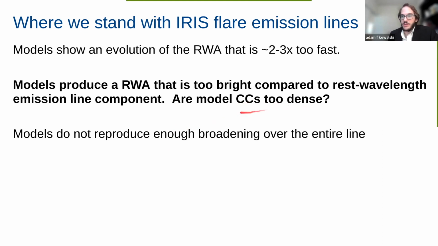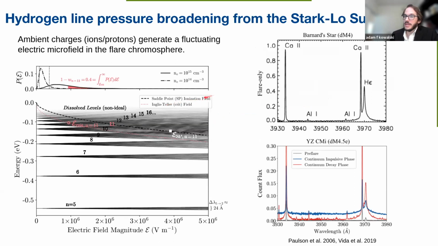To answer this question, we need to look at lines that are well understood in terms of their broadening sensitivity to the density, and lines that broaden dramatically with increases in the density. And these lines are the hydrogen lines, which broaden dramatically due to the Stark effect. So in the flare chromosphere, there is some neutral hydrogen, it's partially ionized. You have some ambient electrons, you have some ambient protons. These are not the beam electrons, by the way. These are just the ambient electrons and protons.